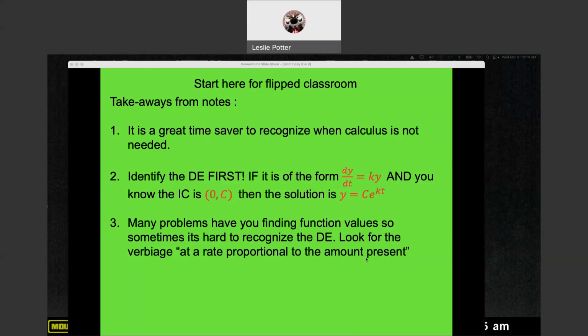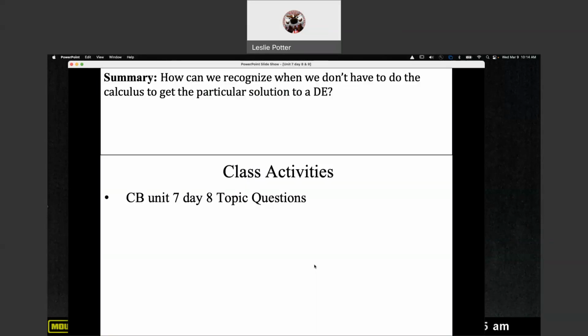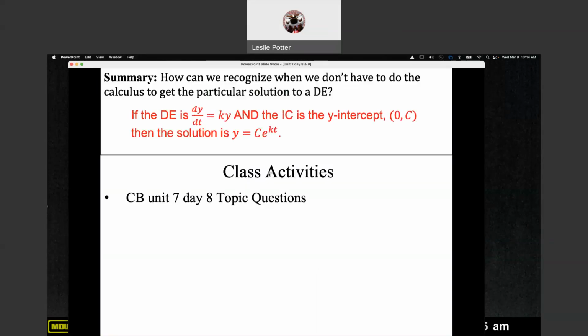Okay. Any questions? Okay. So I kind of changed this essential question, which was really long. I kind of paraphrased it, right? When can we skip the calculus and still find a particular solution? When we identify a differential equation that is the rate being proportional to the amount present. Okay, and we have the initial condition.